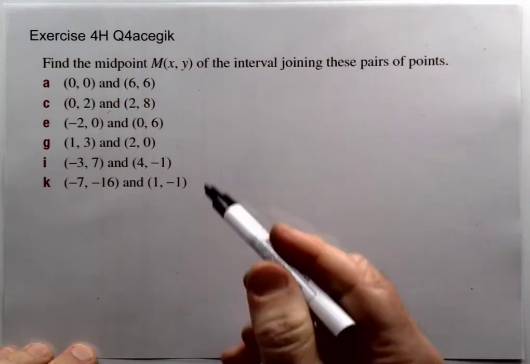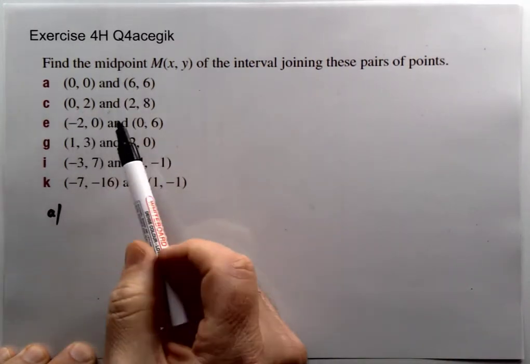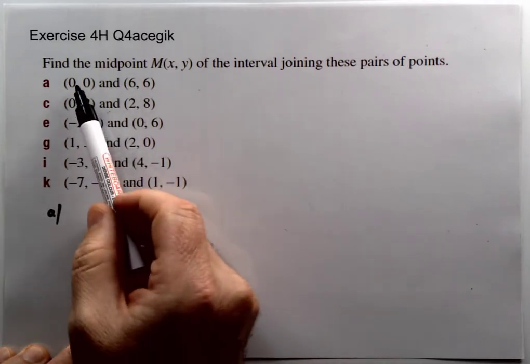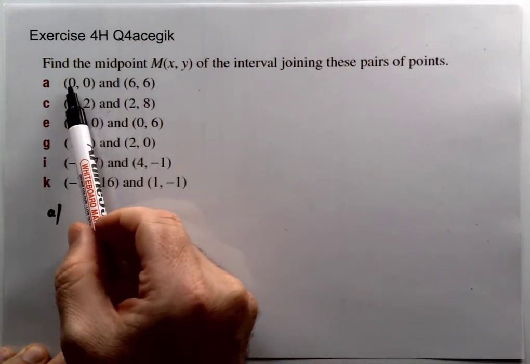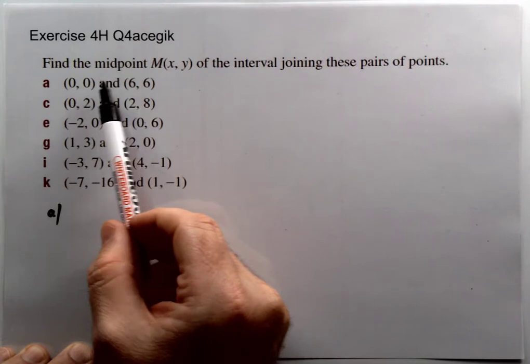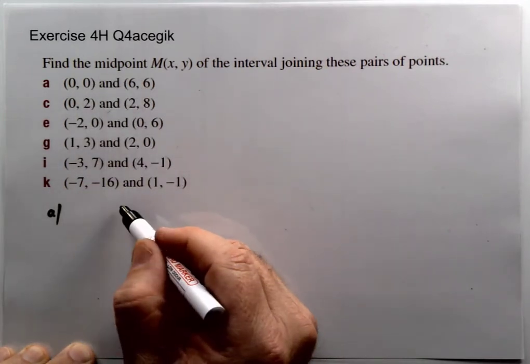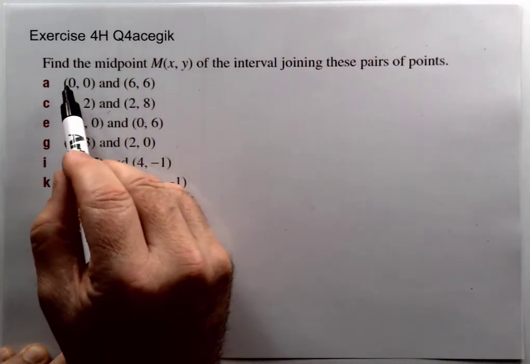Okay, so we're going to work out a whole heap of midpoints. For the first one, I'll show working, but for very simple ones, just writing down the answer is sufficient, because you can see halfway between 0 and 6 is 3, again halfway between 0 and 6 is 3, so just writing down 3, 3 for those simple ones would be fine. But here, let's do it formally.